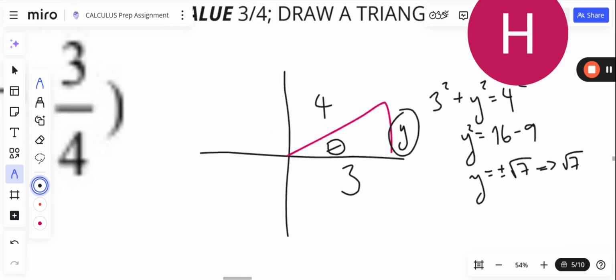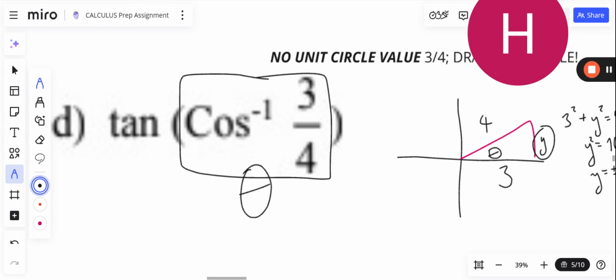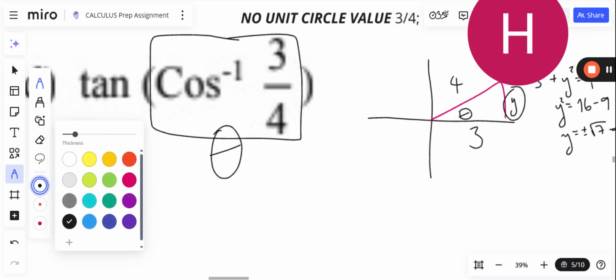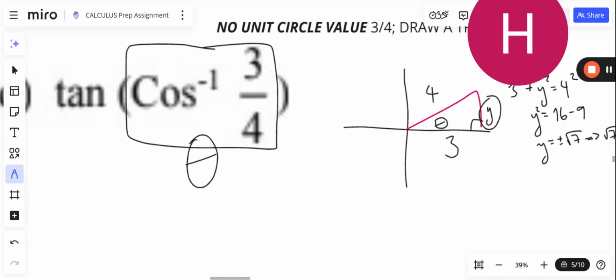Why did we need that? We needed that because we don't want just the angle, theta. This is equal to theta. We want tangent of that angle, which is why we draw the triangle, right? This is a right triangle, and we drew it so that we can use the tangent ratio, SOH-CAH-TOA, opposite over adjacent. So tan of theta is simply going to be equal to the opposite side we established as square root of 7 over the adjacent side of 3.